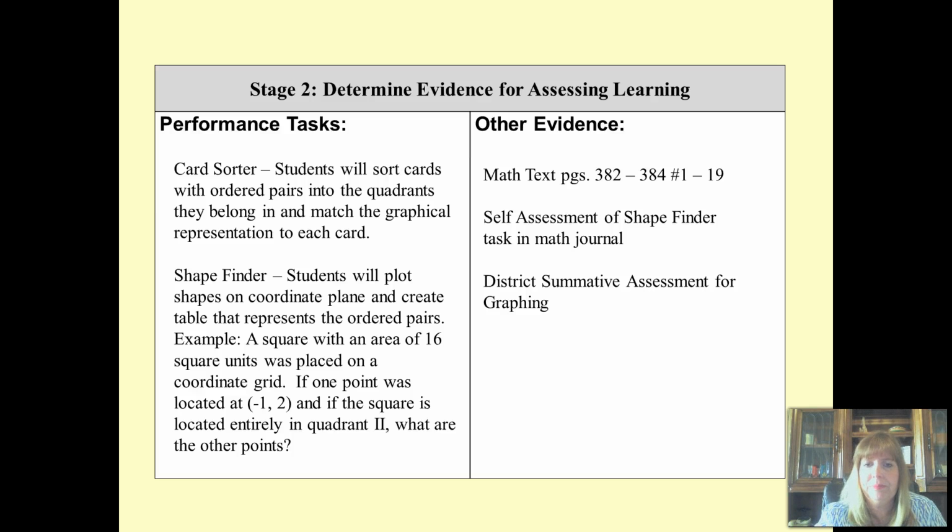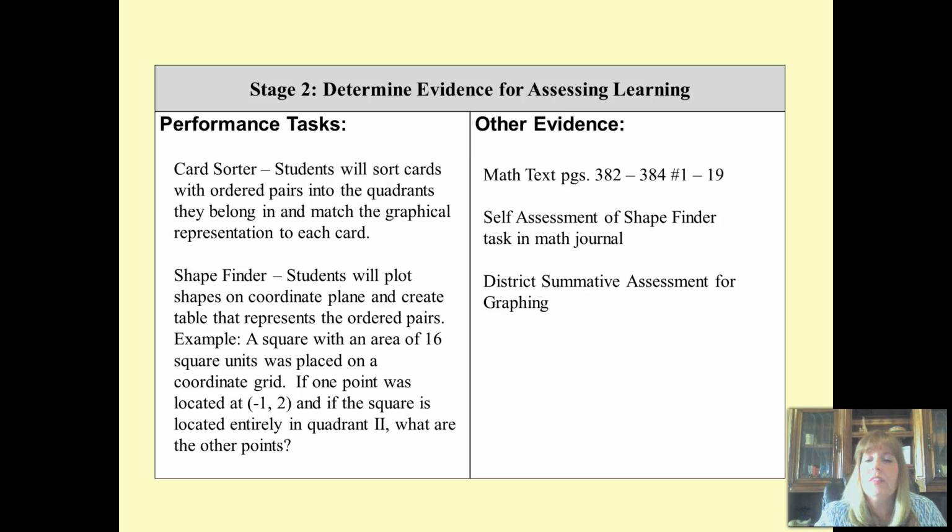One thing we want to make sure that we include in every unit is some self-assessment. So let's put in a self-assessment. We'll have the kids go back to their shape finder. You'll grade it, but we want the kids to take a look at it and talk about what their process was in finding out where the shapes were and plotting them out. It'll give us a better look into their thinking about this topic.